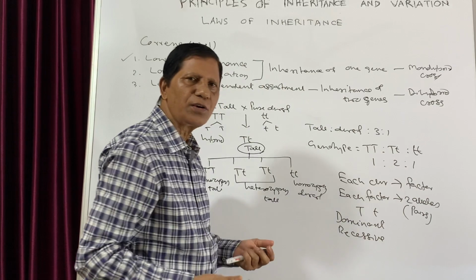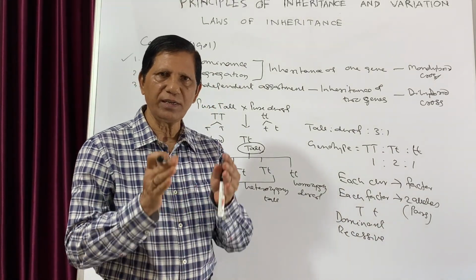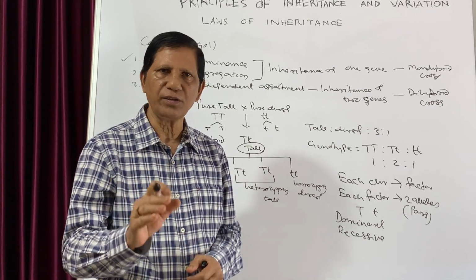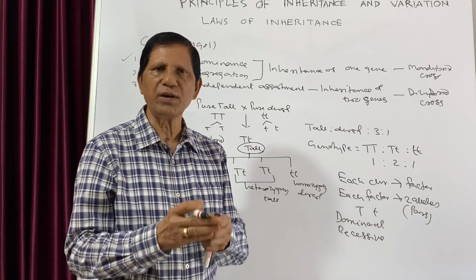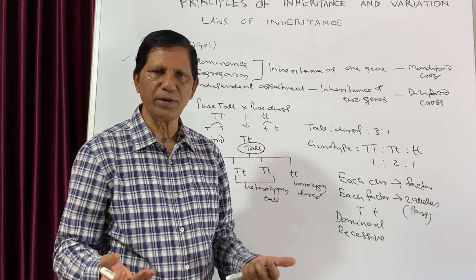So this is known as the law of dominance. That means when both the alleles are present together in the heterozygous hybrid, only one will express itself, not the other. The one which expresses itself is dominant, and the one which cannot express in the F1 hybrid is recessive. This is the law of dominance.